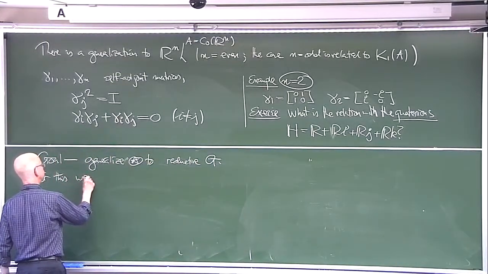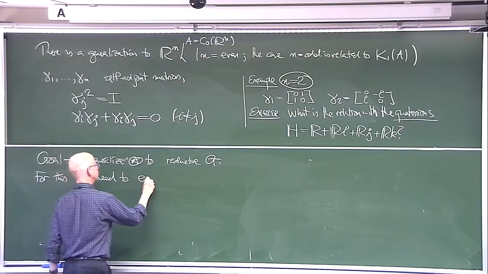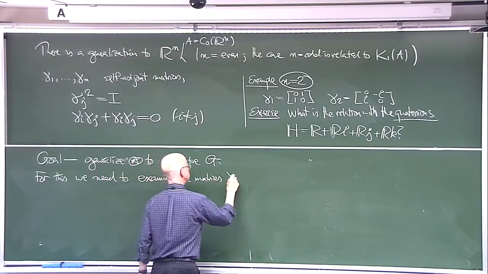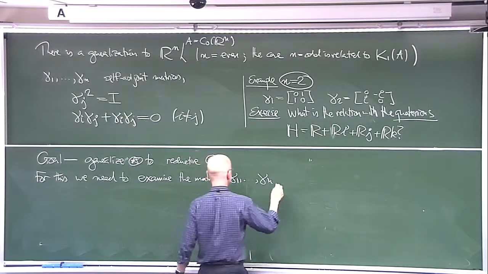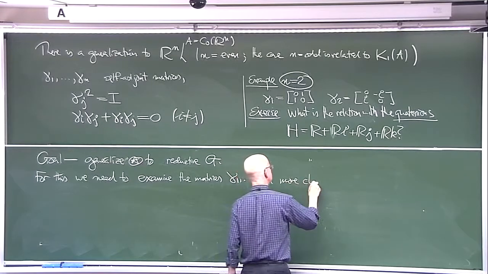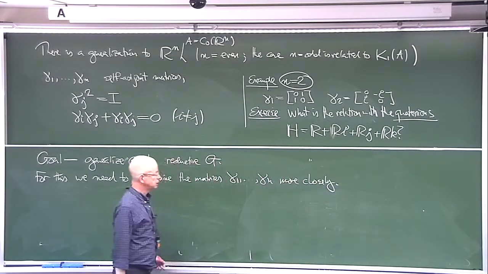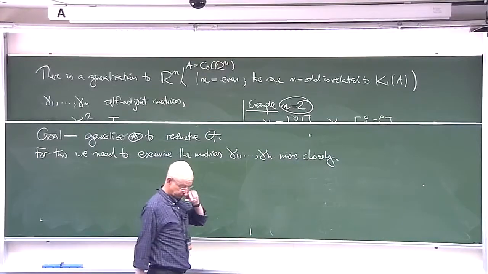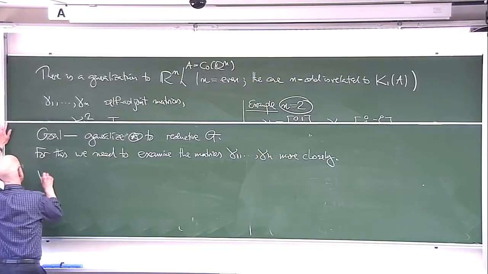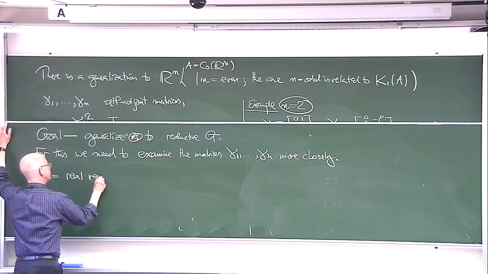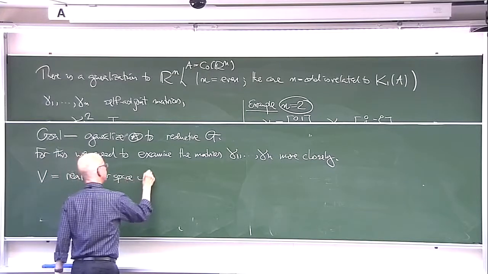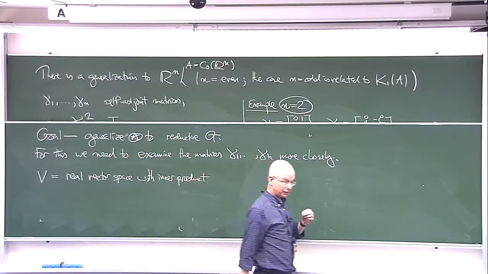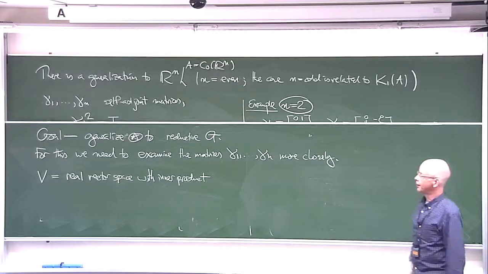But first, we need to examine these matrices in a slightly different way, or let's just say more closely. As follows. Suppose I have a vector space, just a real vector space, with an inner product, finite dimensional. No C-star modules here, just a real vector space, like R^n, with an inner product.